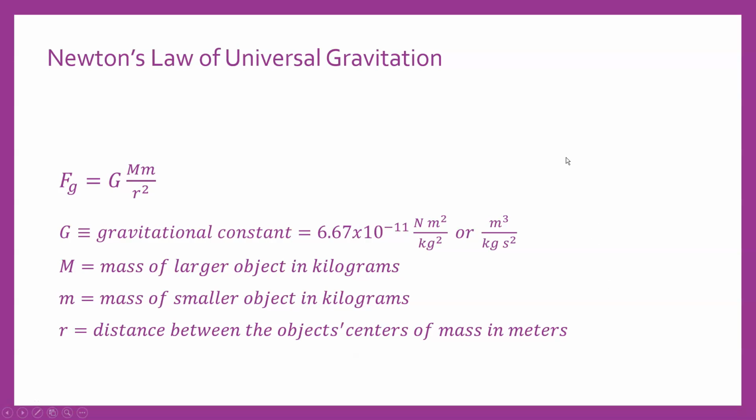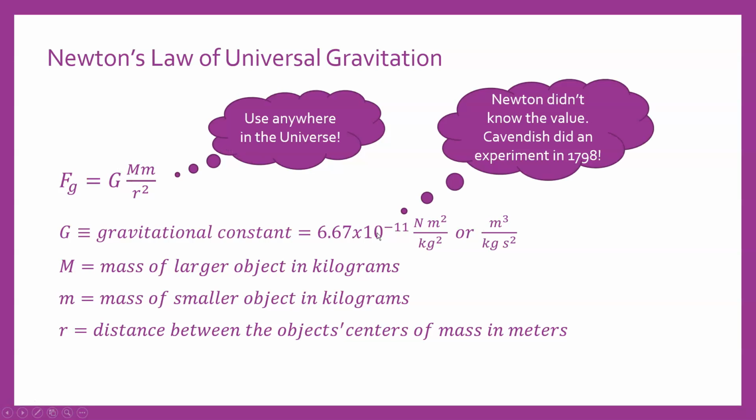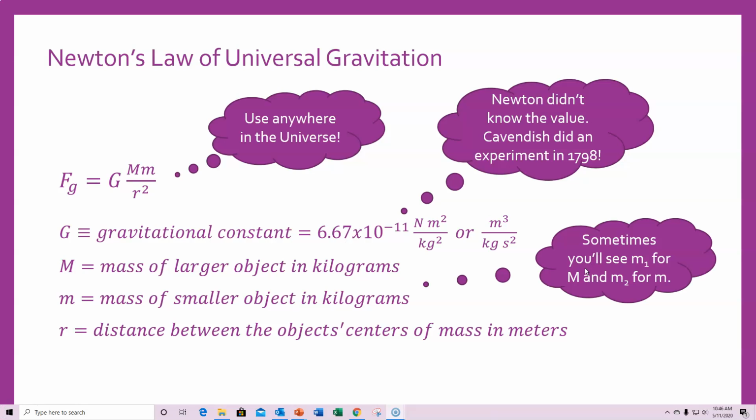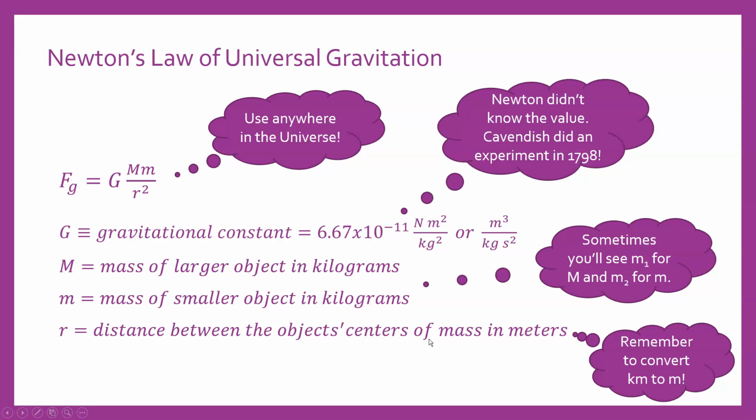Now, a couple things to point out here: we can use this equation anywhere in the universe. And when it came to this gravitational constant, Newton knew that it existed, but he didn't know the exact value. Cavendish did an experiment in 1798 to find this out. Sometimes in the equation you'll see m sub 1 in place of capital M and m sub 2 in place of lowercase m. And lastly, remember to convert your kilometers to meters, especially when you're studying bodies in the solar system and beyond. Your distances are going to be in kilometers and you need to convert them to meters.